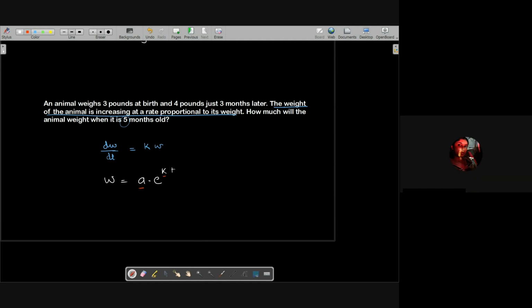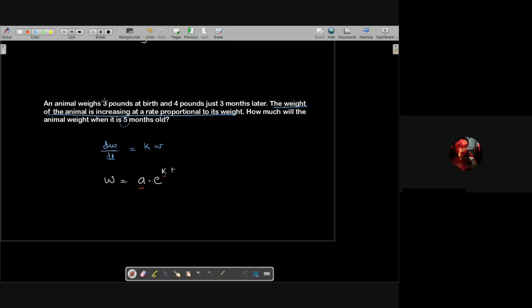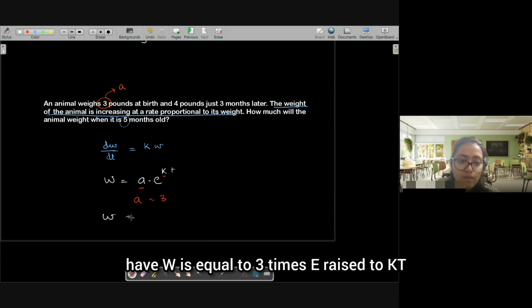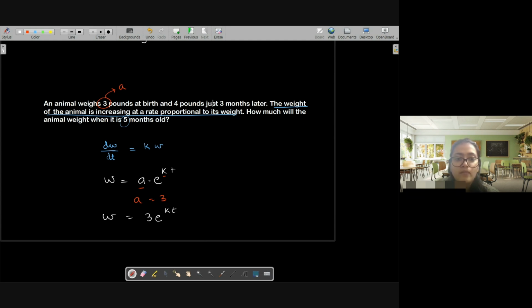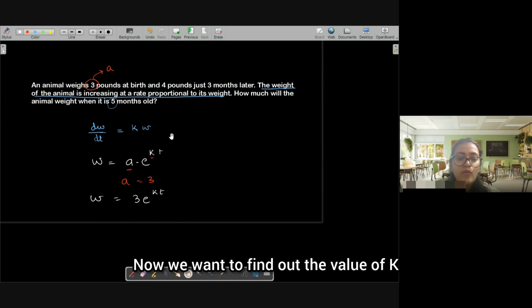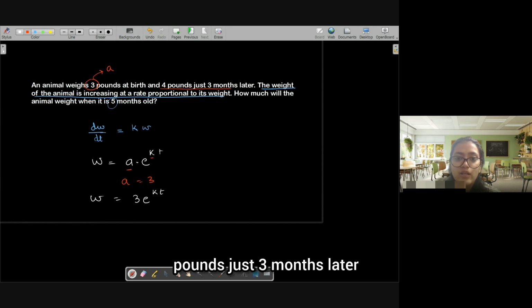At birth, the weight would be 3. So a is equal to 3. A is the initial value, so a is 3. So we have w is equal to 3 times e raised to kt. Now we want to find out the value of k, and for that you can use the information that it was 4 pounds just 3 months later.